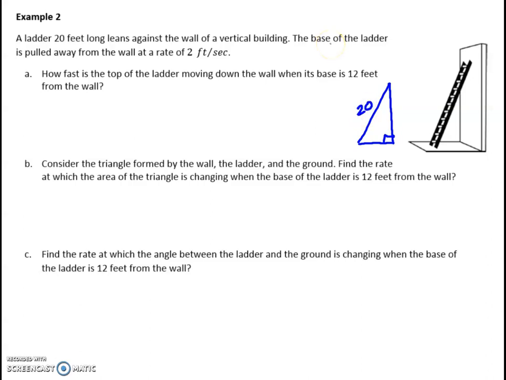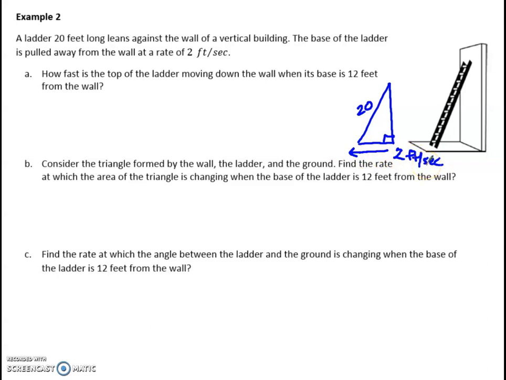They also tell me that the base of the ladder is being pulled away from the wall, or you could think of it as slipping away from the wall at 2 feet per second. That means that this length is increasing at a rate of 2 feet per second. If it were getting shorter, if I was moving towards the wall, then I would make that a negative. So when you're getting bigger, you are a positive, and when you're getting smaller, your rate is a negative.